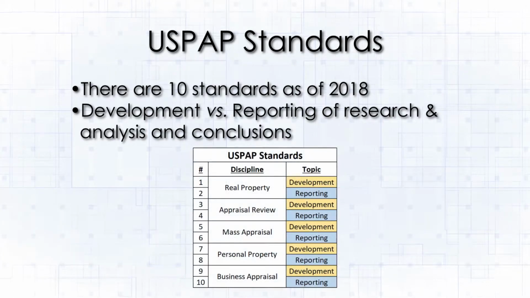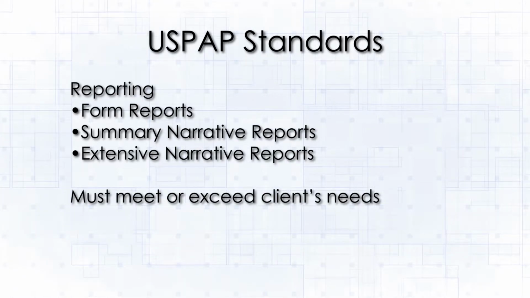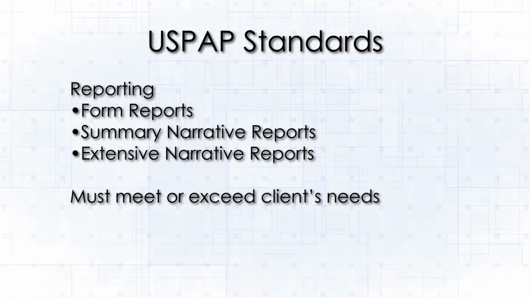As of the 2018 version of USPAP, there are 10 standards, which can be divided into 2 categories. Category 1, the development of the research, analysis, and conclusions. And Category 2, the reporting of that research, analysis, and conclusions. The reporting options range from form reports to summary narrative reports to extensive narrative reports. None of the report options may include less than the scope of work indicated for that particular client's needs.